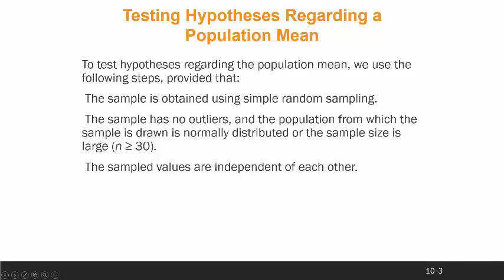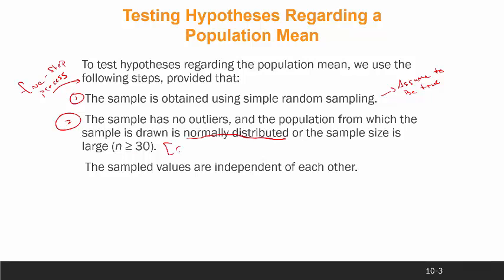When testing a hypothesis regarding a population mean, we use the following steps. The steps I'm going to show you are that 5-step process, provided that you have the following. One, the sampling method is simple random sampling. For our class, we'll assume this to be true. Two, the sample has no outliers, and the population from which the sample is drawn is either normally distributed or has a large sample size, greater than or equal to 30. This comes from the central limit theorem.